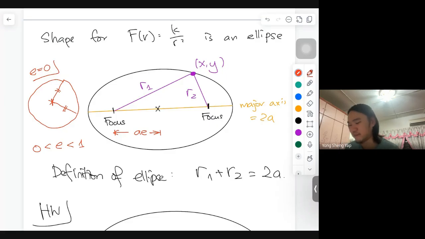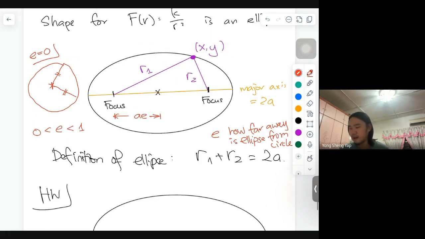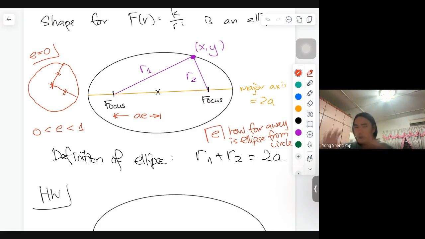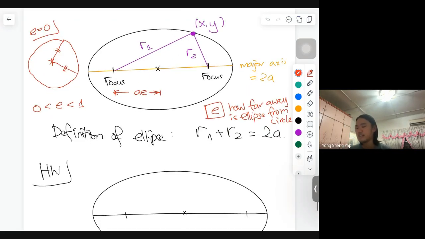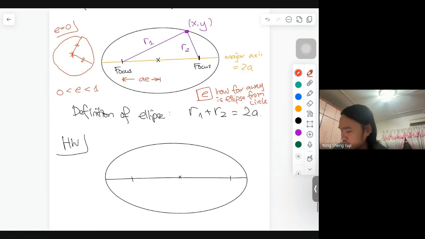Well, basically, this E tells you how far away the ellipse is from a circle. It's something called eccentricity. So E is a measure of how squashed the circle is, such that it gives you an ellipse. But for now you can just treat it as some parameter that tells you how far the focus is from the center.